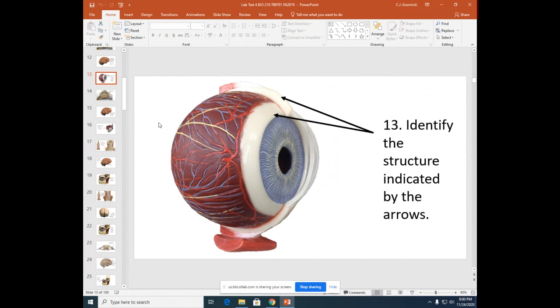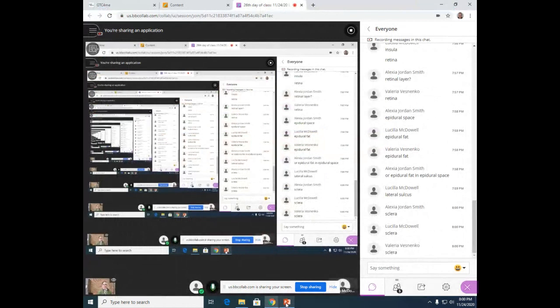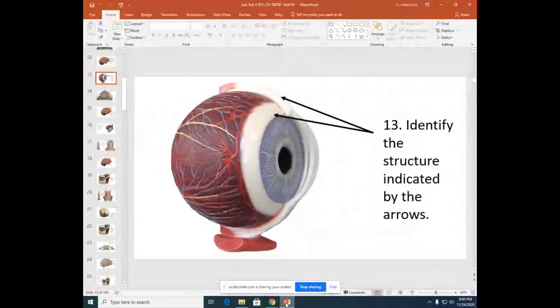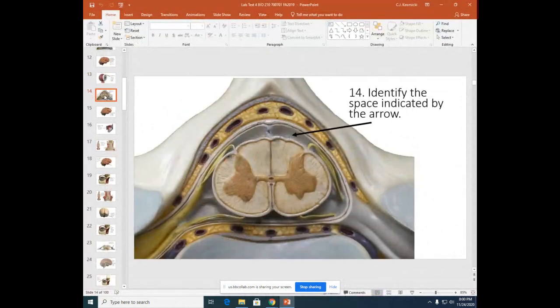All right, what are we thinking here? It's the white part of the eye? Sclera. Yeah, good job. Sclera. What do you folks got? Yep. Good job at home. I love it. Okay, back to the spinal cord.